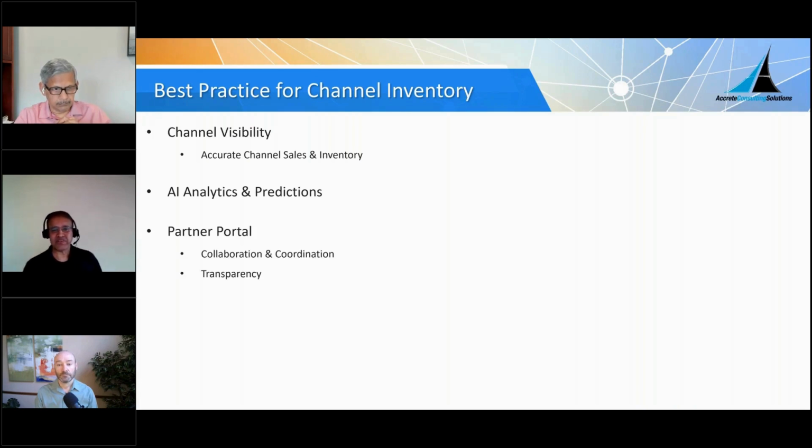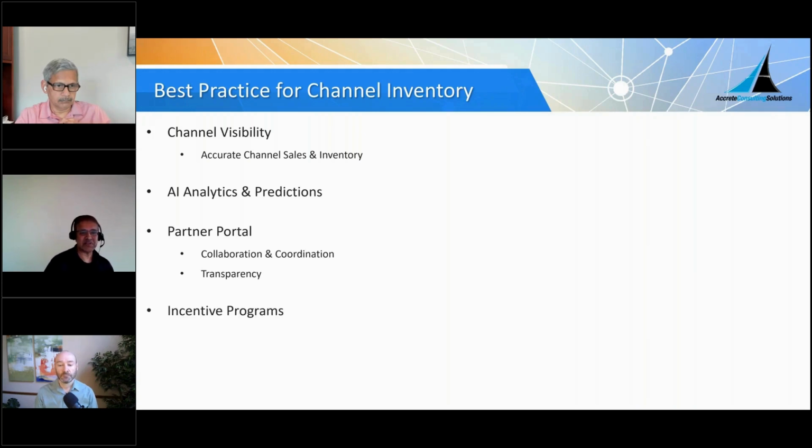Partner portal. This is what makes it easy for your partners to do business with you. So it allows you to collaborate and coordinate very easily, and you can share the data that they need to see, and so make it completely transparent. So that's a key element of ease of doing business with your channel partner.